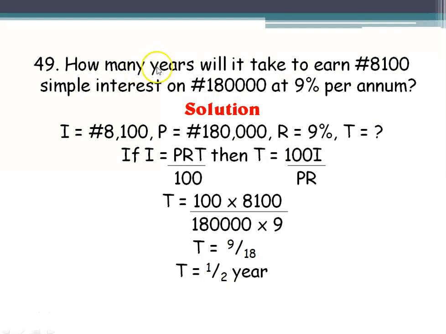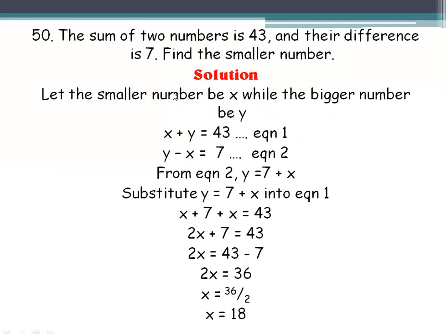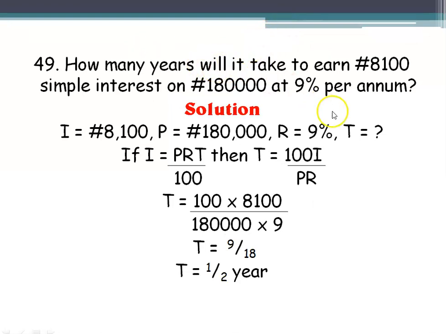Question 49. How many years will it take to earn 8,100 simple interest on 180,000 at 9% per annum? So the first thing I want to do is identify all the things I have here. I have my simple interest, which is usually represented with I. I is 8,100. My principal P is 180,000. The rate is 9%. How many years? That's the time. They want me to find time.